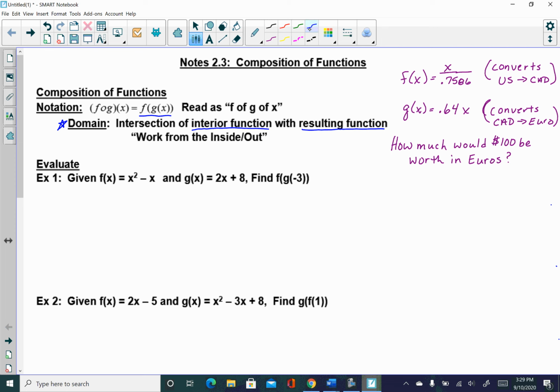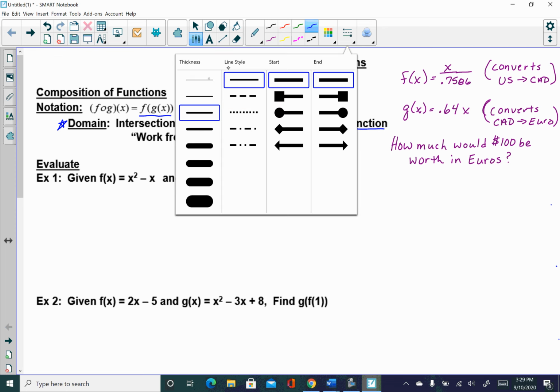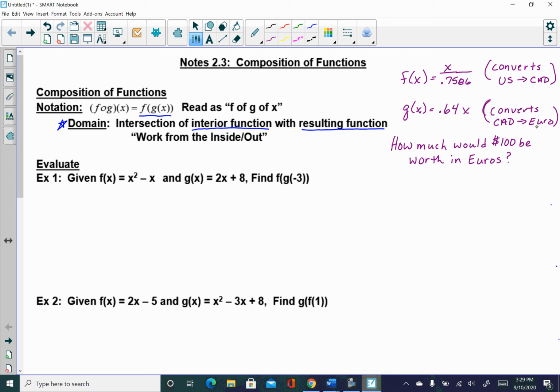And so it would look like this. You're trying to find your euros, so that's where you want to land. That's going to be the last thing that you do. You would first have to take your 100 US dollars and convert it to Canadian dollars, then convert the Canadian dollars to euros. That's why I have it here, g of f of x. Our x in this case is the $100 that we're trying to convert, so this would be g of f of 100. Like I said, work from the inside out. This says go to your f function. Everywhere you see an x, plug in 100.